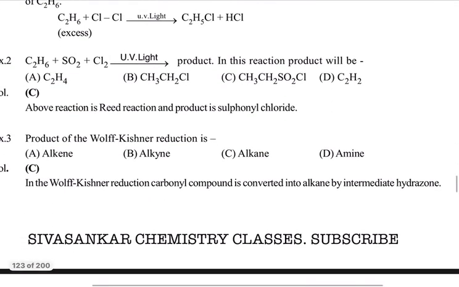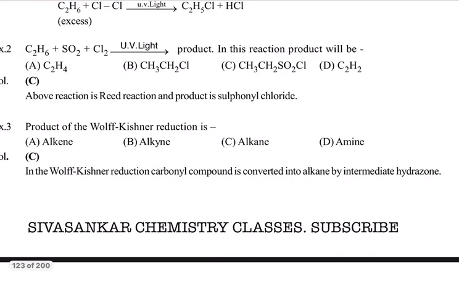Next, ethane with SO2Cl2 in the presence of light. This reaction is the Reed reaction, which we already learned. There, we get alkyl sulfonyl chloride. We discussed the Reed reaction already.